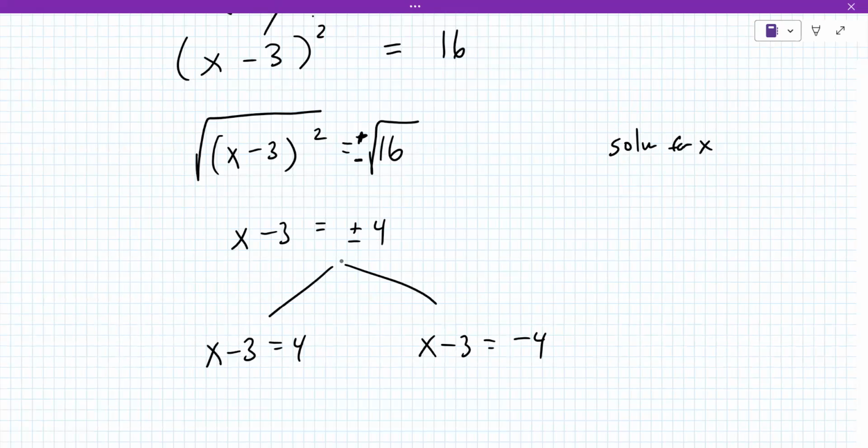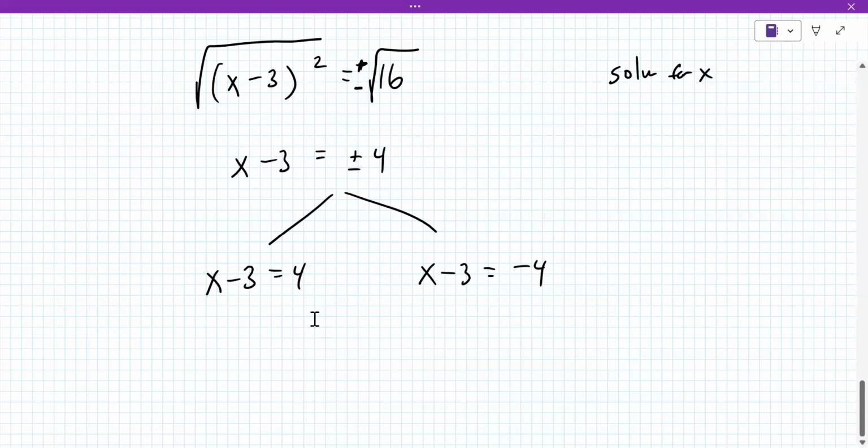And so, to solve these, what will you do? Like, which one will I choose? You have to do them both. There's no choice. You have to do them both.